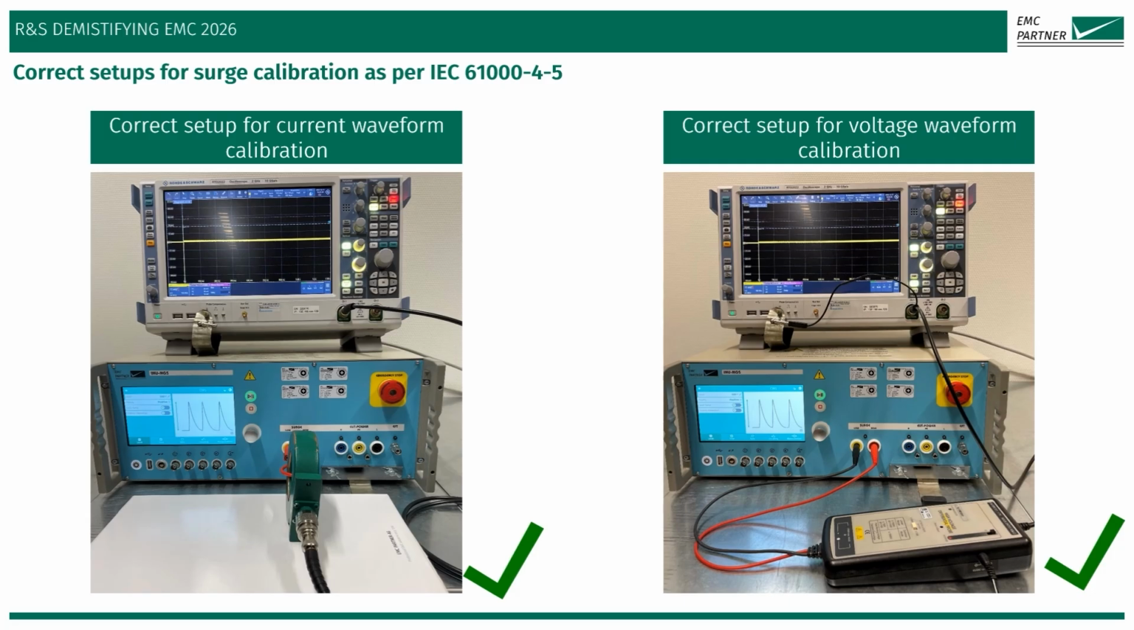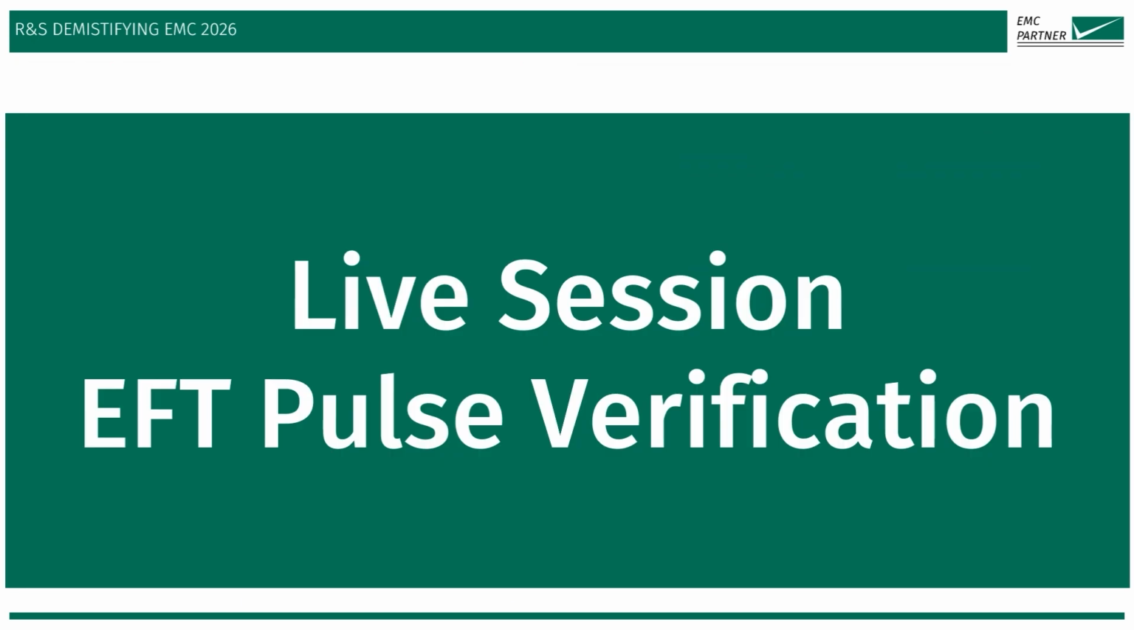For the short circuit calibration, less than 10 centimeters is recommended in this case, because longer leads or cables introduce parasitic inductance that slows down the rise time and reduces peak values, leading to inaccurate verification. Let's now figure out how to properly verify the EFT pulse using the correct verification setup in a live session.